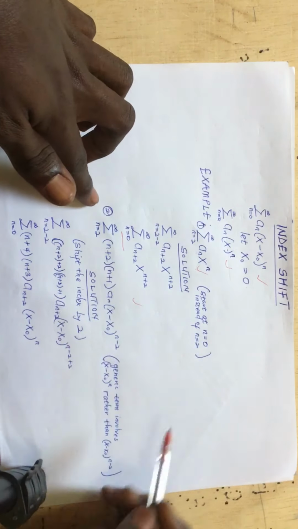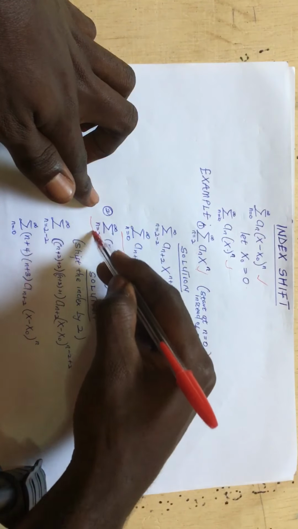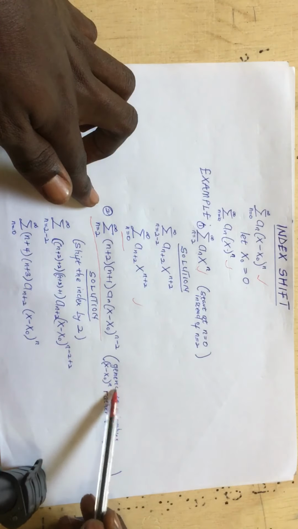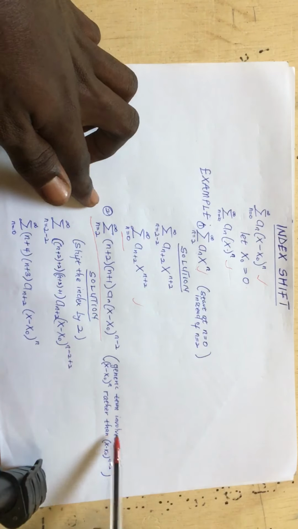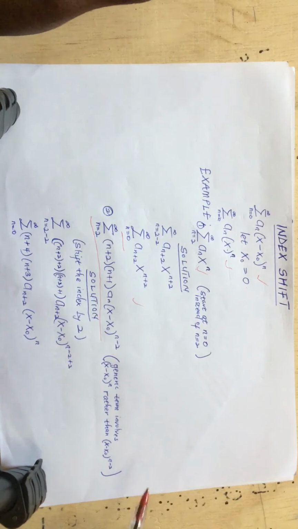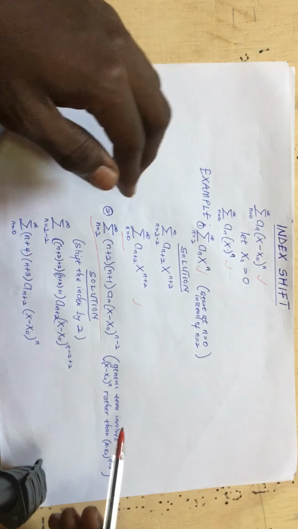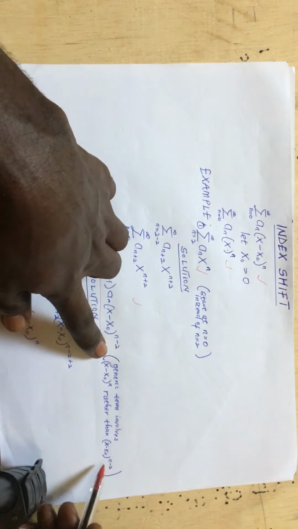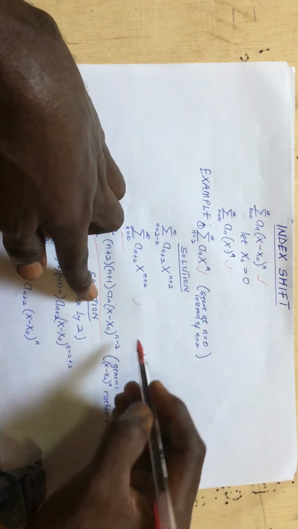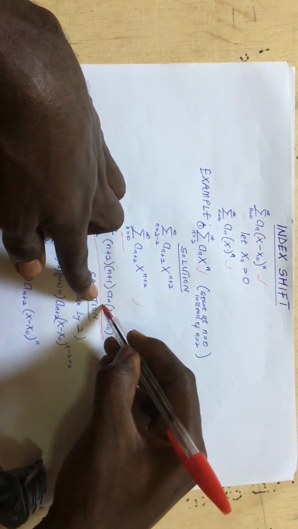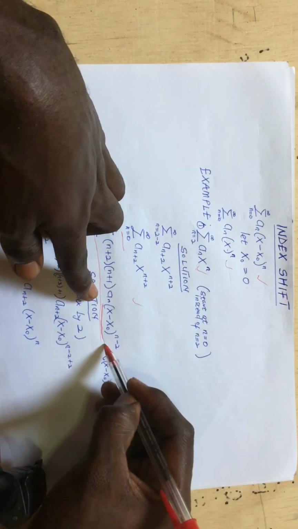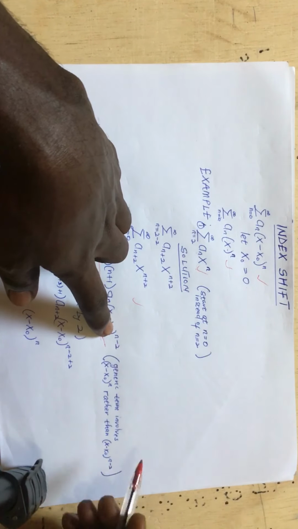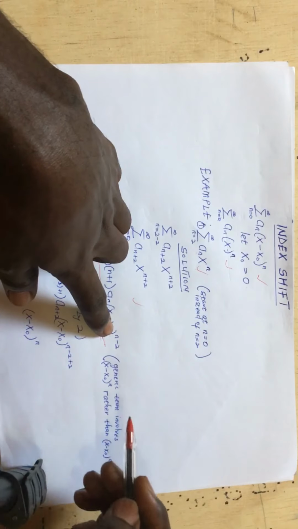Let's look at the second example. This is our series. Here we have to start our generic term, (x minus x naught) raised to the power n, instead of this. This is called our generic term. It started from n minus 2, and we are asked to start from n instead of n minus 2.